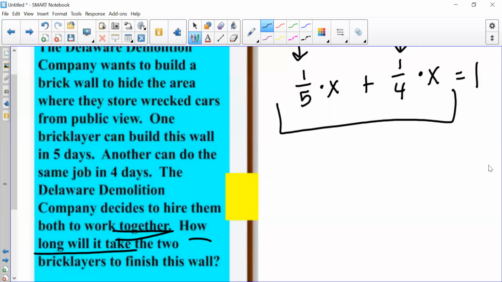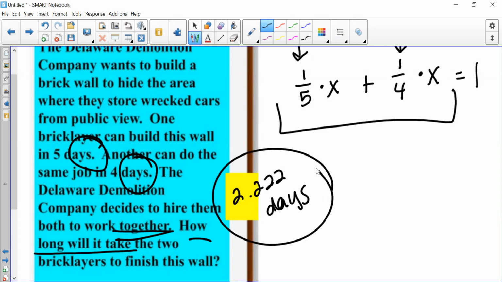This time we were in days, right? That was 5 days and 4 days. So together it would take them 2.222 days. Okay. All right, let's move to slide 2. Got a couple more problems.